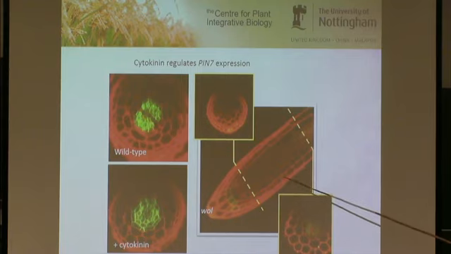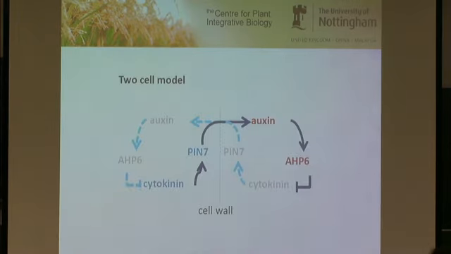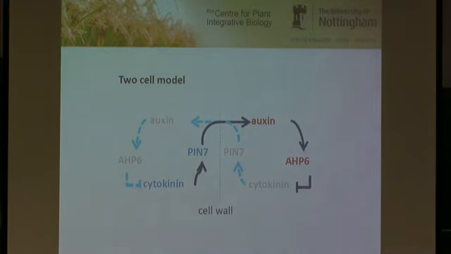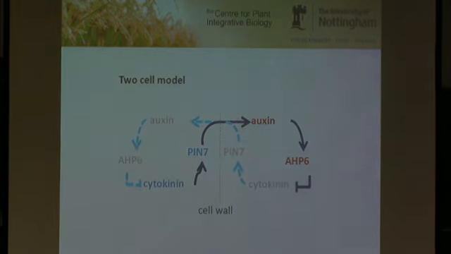Cytokinin is not functioning here. So again, in the relevant region we're interested in, you're not seeing the PIN7s, you're not seeing the carriers. So the simplest model to think about to describe this, and where I start the mathematical analysis, is the two-cell case. So this is two identical neighbouring cells.